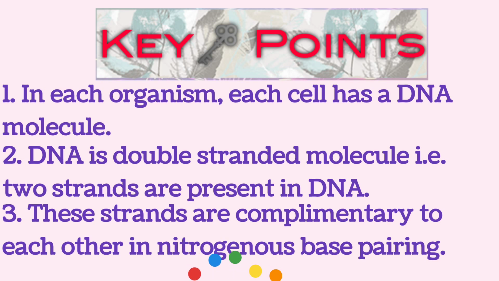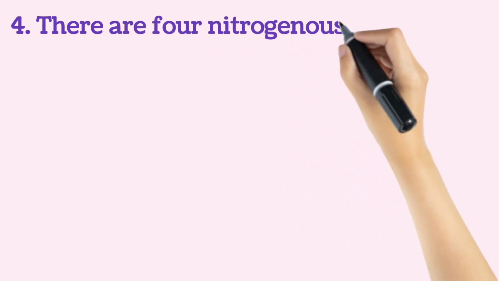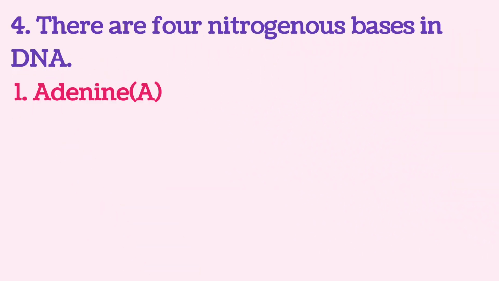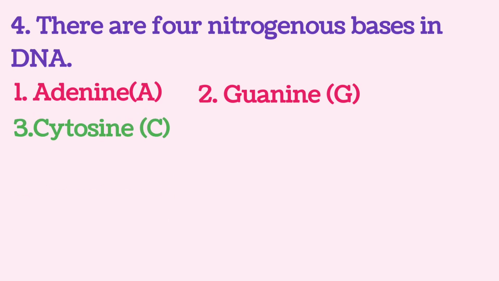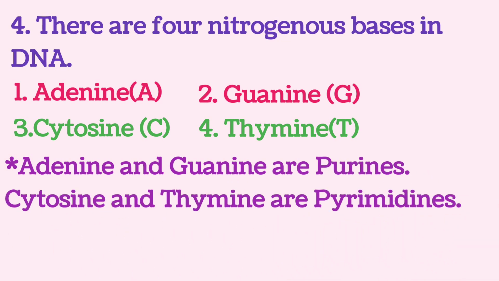Now you should remember that in a DNA molecule there are 4 nitrogen bases. Number 1 is adenine, denoted as capital A. Number 2 is guanine, denoted as capital G. Number 3 is cytosine, denoted as capital C. Number 4 is thymine, denoted as capital T.